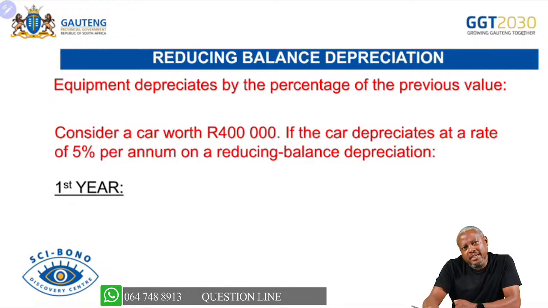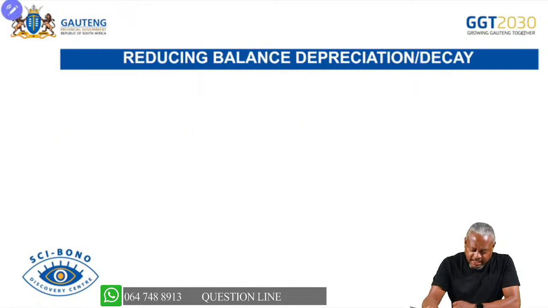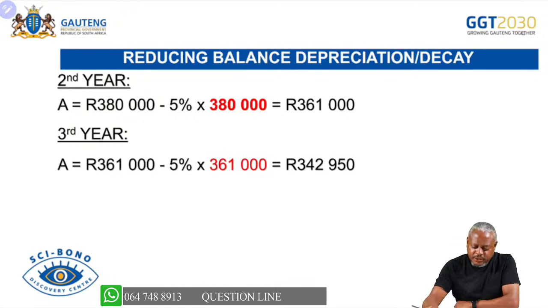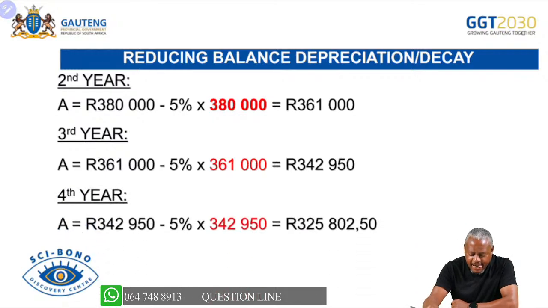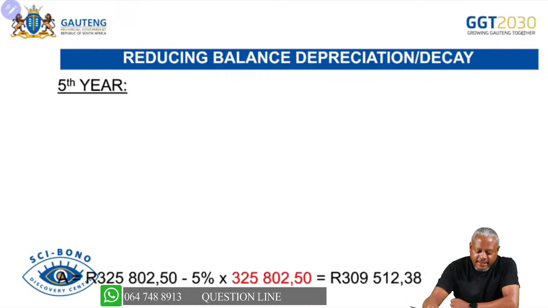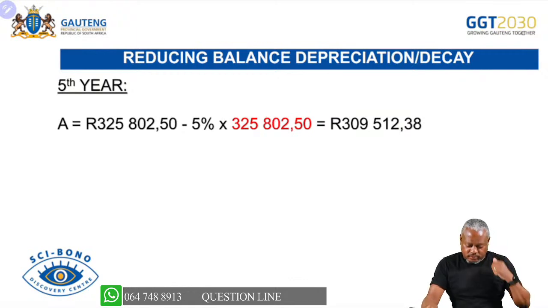Mathematical literacy learners, you are also welcome to this problem. You can do it. Reducing balance depreciation, second year. Third year, reducing balance depreciation. And then the fourth year, the fifth year. Did I move too fast this time? I don't think I did. Okay, let's go on now.